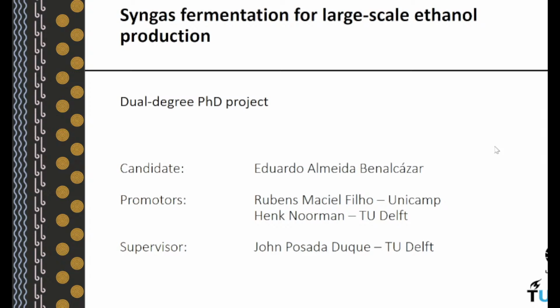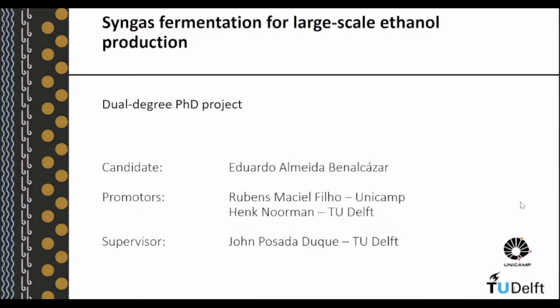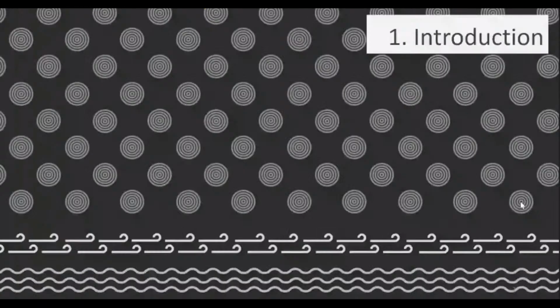So today I will talk about the journey that I have gone through throughout these past 5 years of my PhD. Right now I am in the final months of the PhD. My promoters are Rubens Maciel Filho at UNICAMP, Henk Noorman at the TU Delft, and John Posada Duque at the TU Delft. My project is called Syngas fermentation for large-scale ethanol production. First, I will give you a short introduction to let you know about the context within which my project has developed.